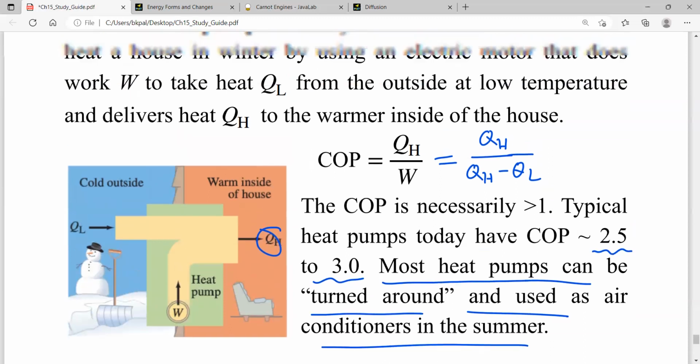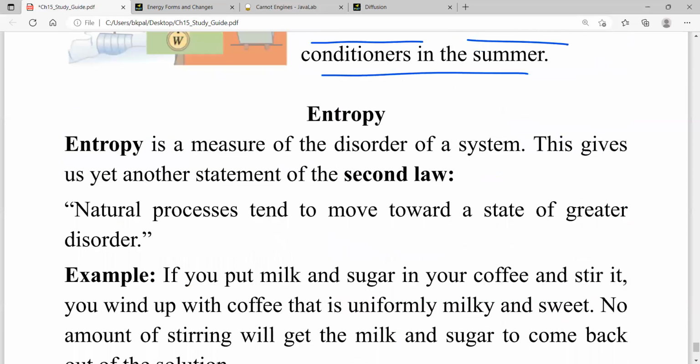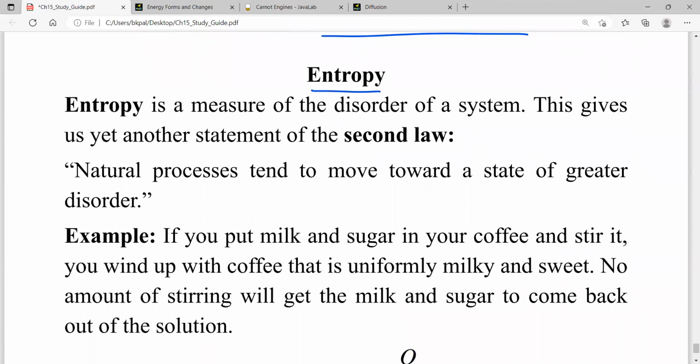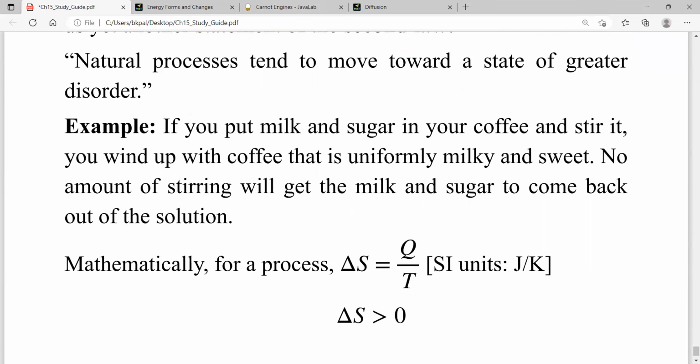Okay, all right, the last thing I'm going to talk about briefly is entropy. So what is entropy? Entropy is a measure of disorder of a system. In some textbooks, people use entropy to describe the second law of thermodynamics. Normally we use the symbol S for entropy, and mathematically the change in entropy is equal to this.